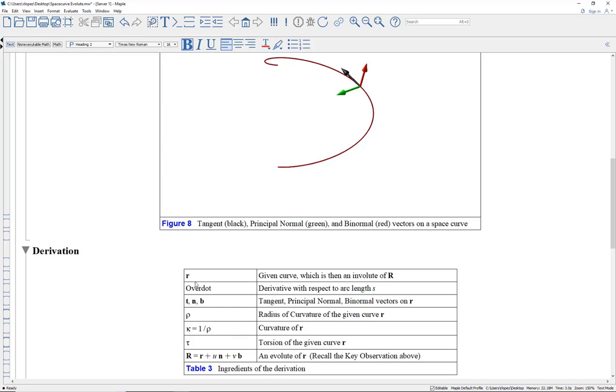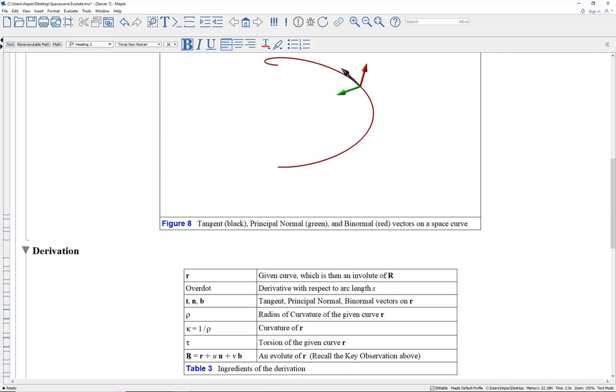So we need the notation that we're going to use. Let's clarify that. R is the given curve, and it turns out to be the involute of the evolute big R that we're looking for. I'll use an over dot for derivative with respect to arc length. It just types up nicely. T, N, B: tangent, principal normal, binormal, the Frenet-Serret vectors along the given curve R. So you've got the given curve, so you can compute those vectors. Rho is its radius of curvature. Kappa is its reciprocal, the curvature. Tau, or tau, I don't know how you want to pronounce that. It's a Greek letter, and I don't know how to pronounce those letters properly. Tau. Torsion.